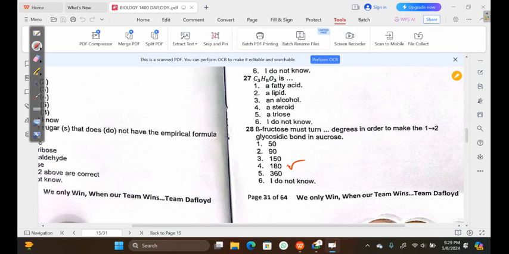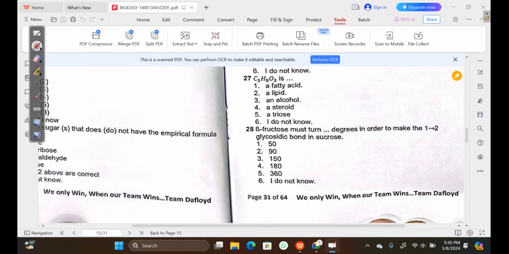27. We have got this chemical formula C3H8O3 is dash: fatty acid, a lipid, an alcohol, steroid, or triose. 27, what's the answer? It's triose, yes. So when you see OSE, it simply tells you that that particular molecule is a sugar. Then tri simply means 3 carbons. So that's what we can see there.